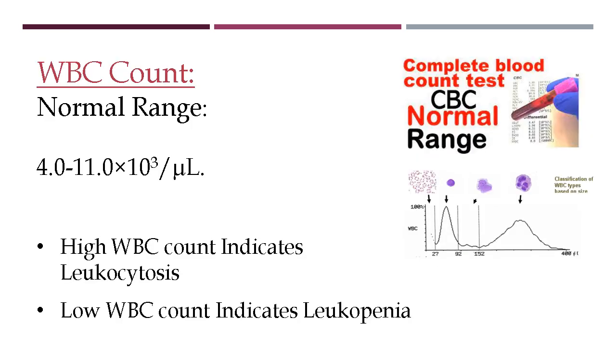As regards white blood cell count, normal ranges from 4 to 11,000 cells per microliter. The high white blood cell count indicates leukocytosis, which is caused by infection, inflammation, or leukemia. Symptoms may be fever, chills, or body aches, while the low white blood cell count indicates leukopenia caused by bone marrow disorders, autoimmune disorders, or severe infections. Symptoms are frequent infections and fatigue.